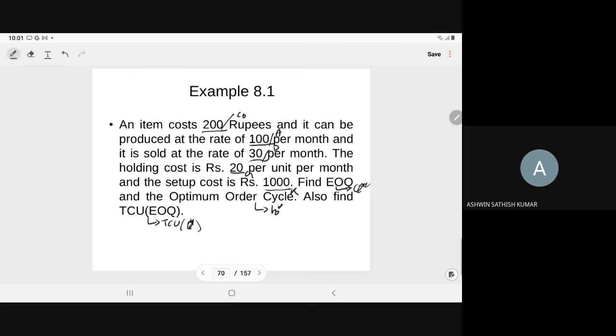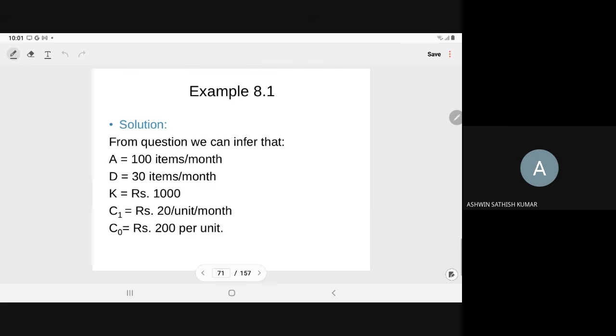So this question belongs to model 1 because delivery as well as the demand both are constant and there is no statement about the back order, so it is of model 1. From the question we can infer that A is equal to 100, D is equal to 30, K is equal to 1000, C1 is equal to 20, the holding cost per unit, and C naught is the purchase cost.